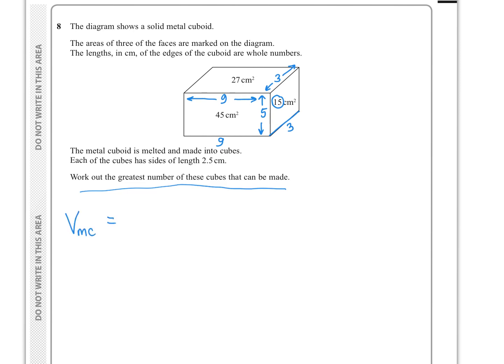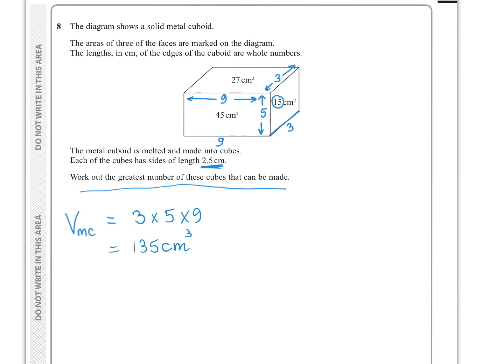And that's going to be the dimensions multiplied by each other. So that's going to be 3 times 5 times 9. So on the calculator, that's going to be 135 centimetre cubes.